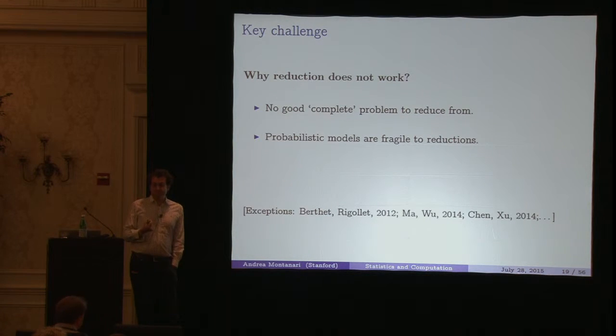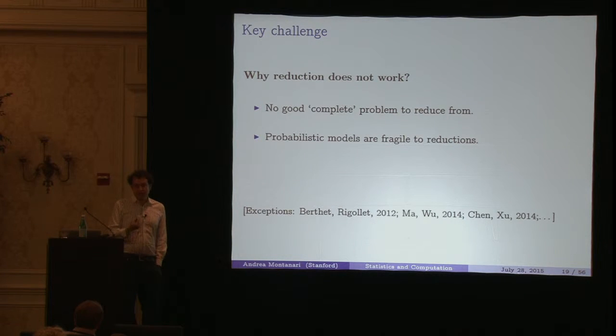What is the issue here? The issue really is that we have to do with probabilistic models, statistical models. Our graph models are random. Reduction is not a good tool, or it's a very fragile tool in this context, for two reasons. First reason, there is not a good complete problem. In complexity theory, there is satisfiability. You reduce satisfiability to the traveling salesman problem, or whatever other problem you want to prove is hard, and that's it. Here we don't have a good complete problem for average case hardness. I mean, there are some, but they are kind of limited.